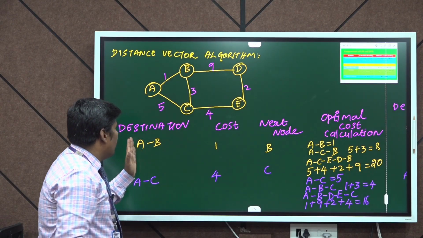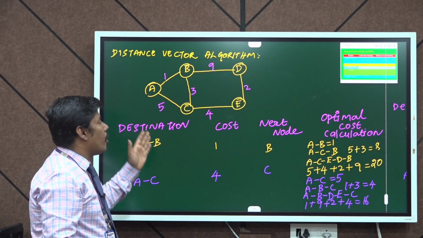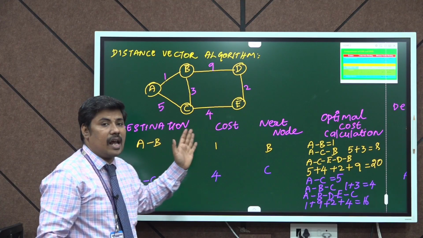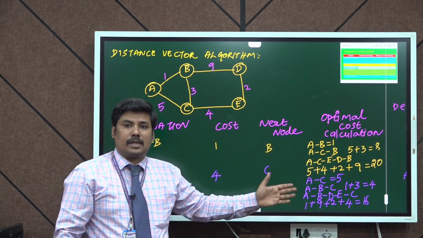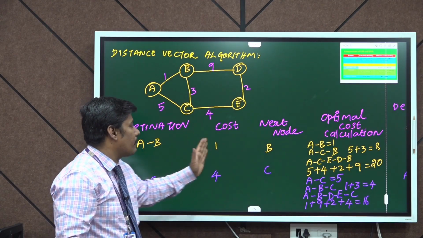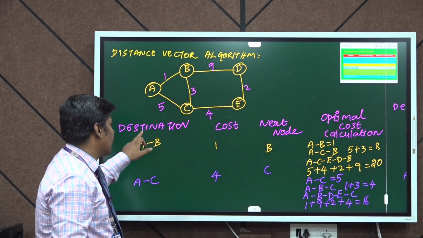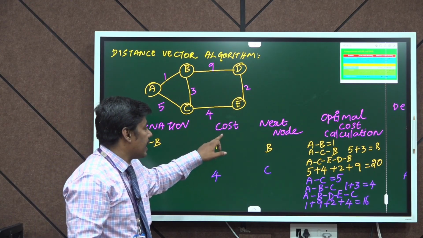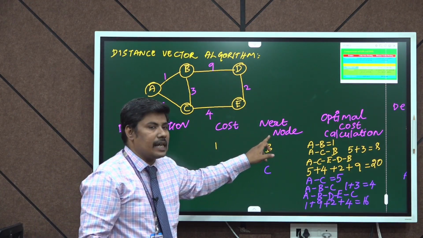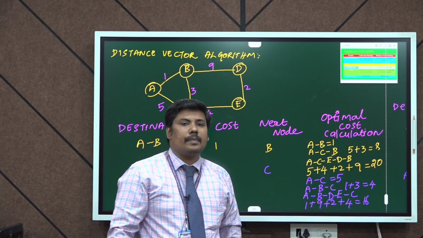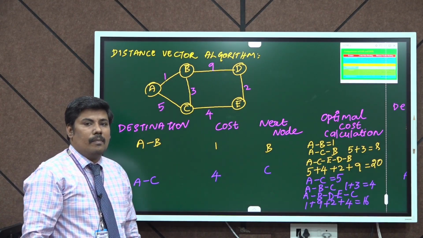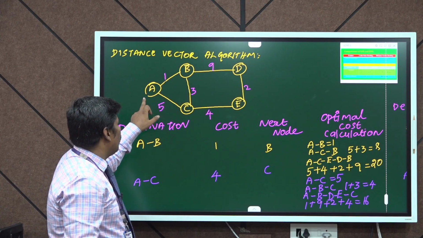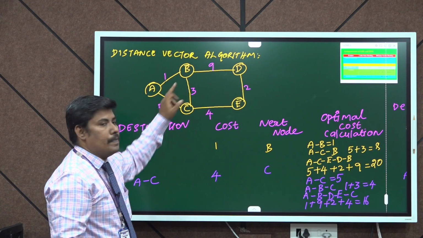Before we calculate the distance vector algorithm, we need to put 4 columns. Every vertical column has some content. First one is destination, the second one is cost, third one is next node, and fourth one is optimal cost calculation. First we need to travel from A to B.